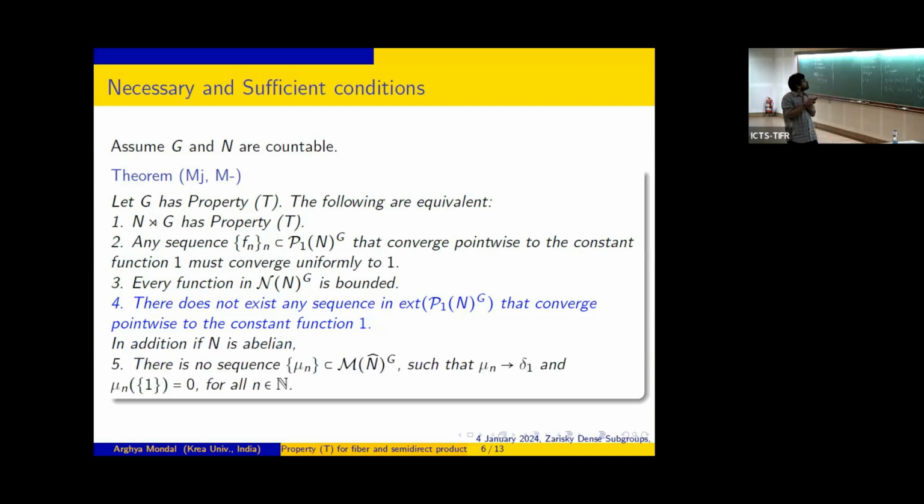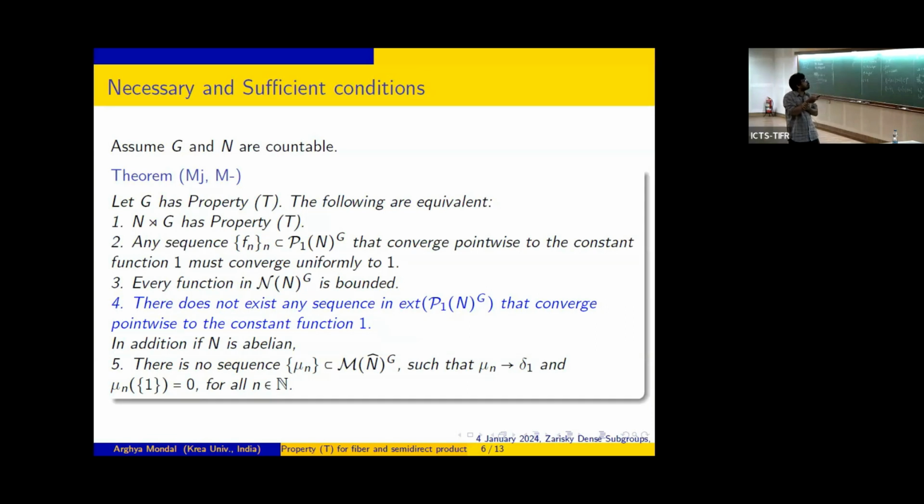And then in the abelian case, we have a similar result which says that if you only look at positive, G-invariant probability measures on the dual group N hat, you cannot have a sequence which converges to the Dirac mass at 1 so that none of the measures have an atom at 1. So if such a sequence exists, then it must have an atom at 1.